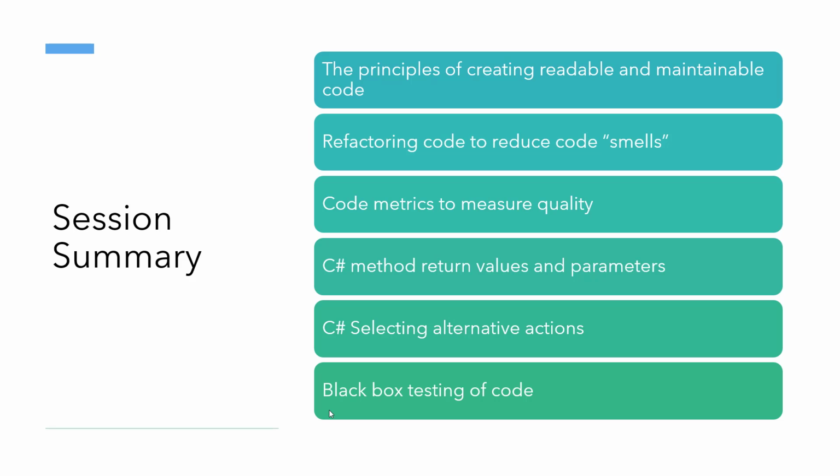Then we're going to look at how in C# functions can return values and accept parameters, and then how in C# we can select alternatives, and then we're going to do some black box testing.